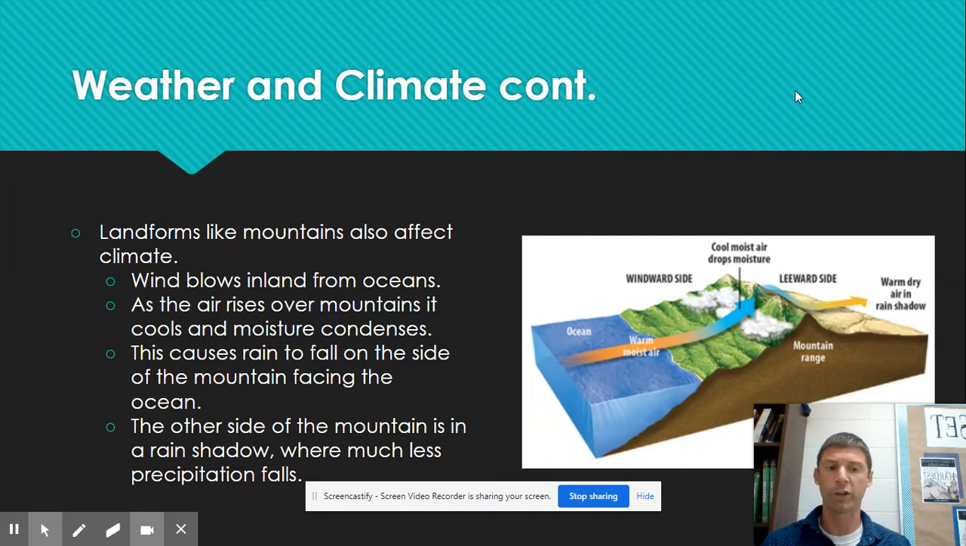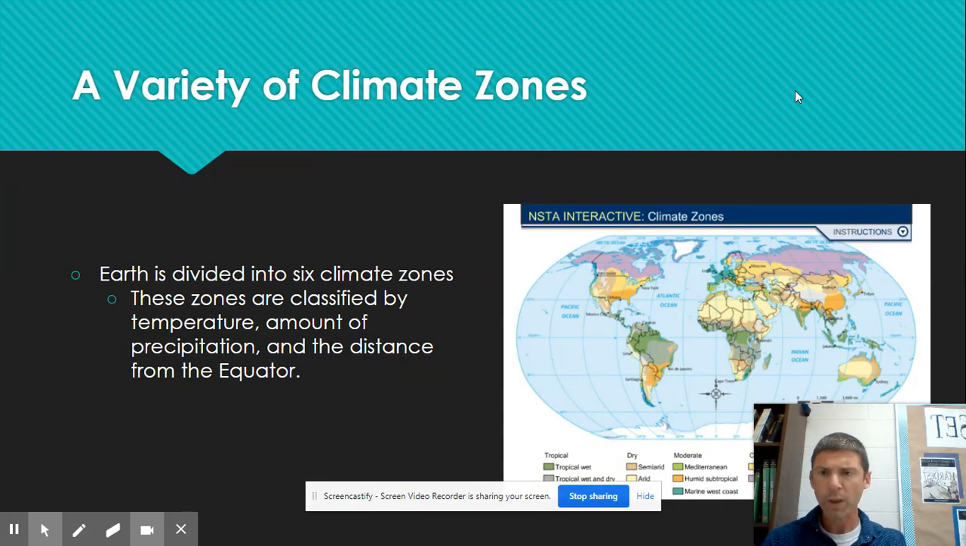Much of central Washington is not like the western coast of Washington because of the rain shadow. So even mountains can affect rainfall. It's something that we don't deal with a lot here in Indiana because we don't have mountains.